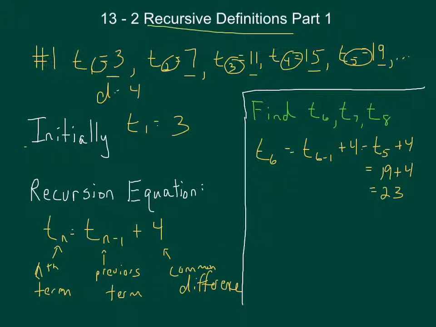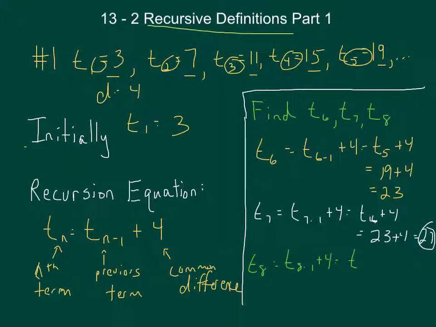What about if you were to find T7? Well, you would take the previous term, which is T7 minus 1 plus 4. Same thing as saying T6 plus 4. And T6 plus 4, that'd be 23 plus 4. Answer, 27. We're just adding 4 each time. What about T8? Well, find T8 minus 1 plus 4. 8 minus 1 would be T7 plus 4. T7 you just found is 27 plus 4. 31. And there it is.